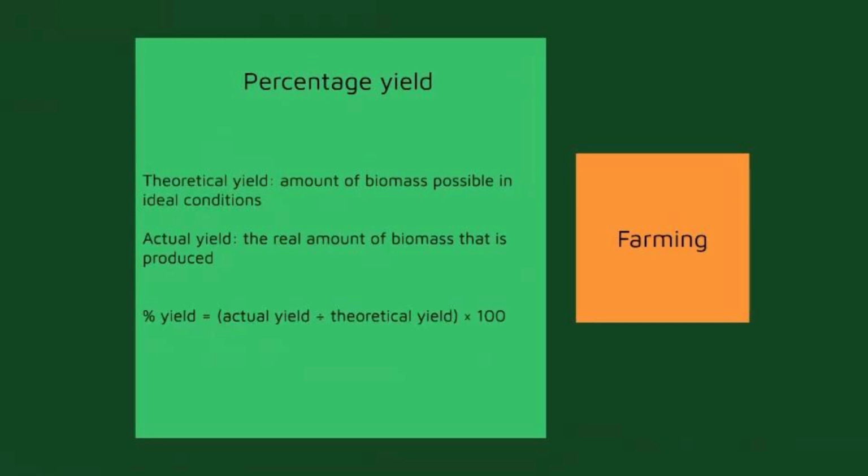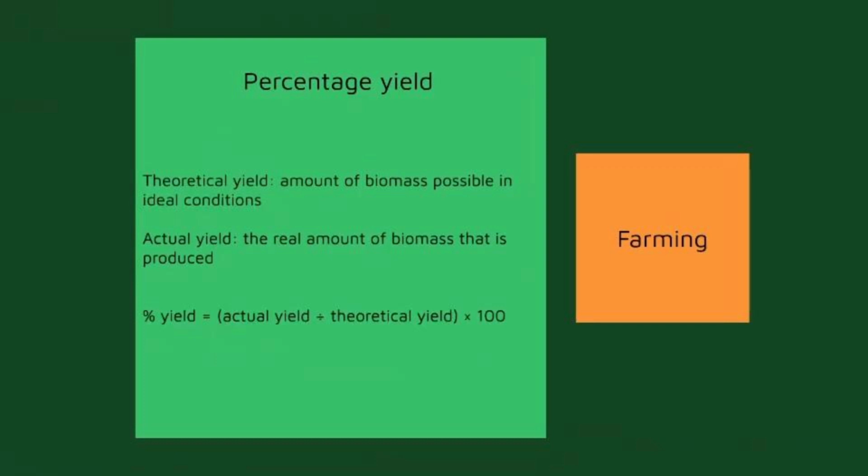So what we actually get is the actual yield. So that is the actual amount of biomass in either crops or livestock that is actually produced, given the conditions that they are under. So what we can calculate from this is the percentage yield. So the percentage yield is the actual yield divided by the theoretical yield times 100.